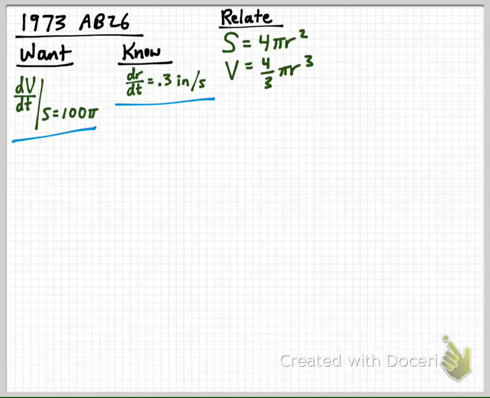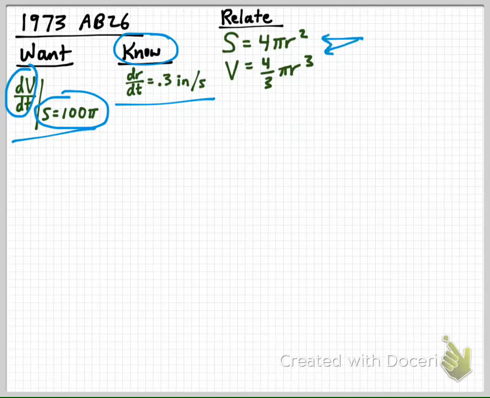When you get information about a rate of change of something, you're going to put that in your know step. And then when you see what the question is, in this case it says, what is the rate of increase in the volume? So we're trying to figure out the rate of change of the volume at the precise moment when the surface area is fixed at 100 pi square inches. We're also given these two equations here for surface area and volume.